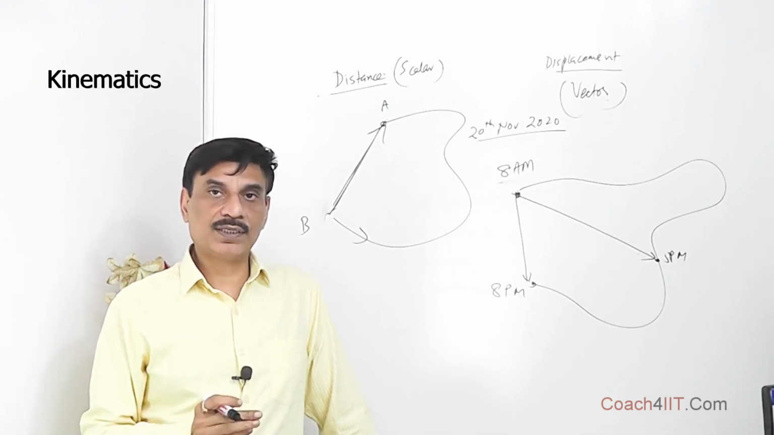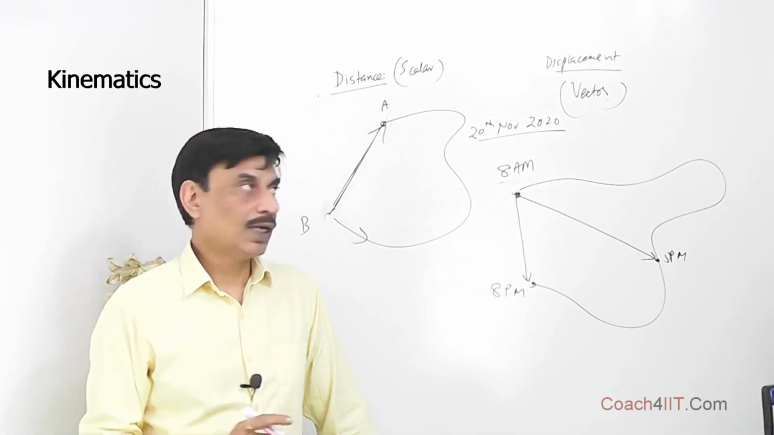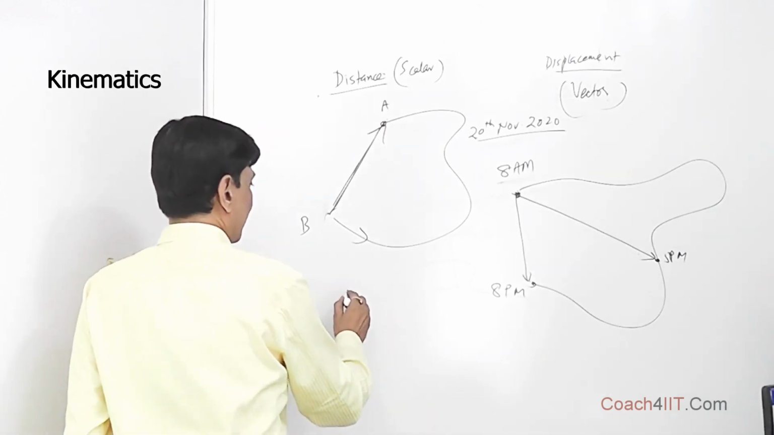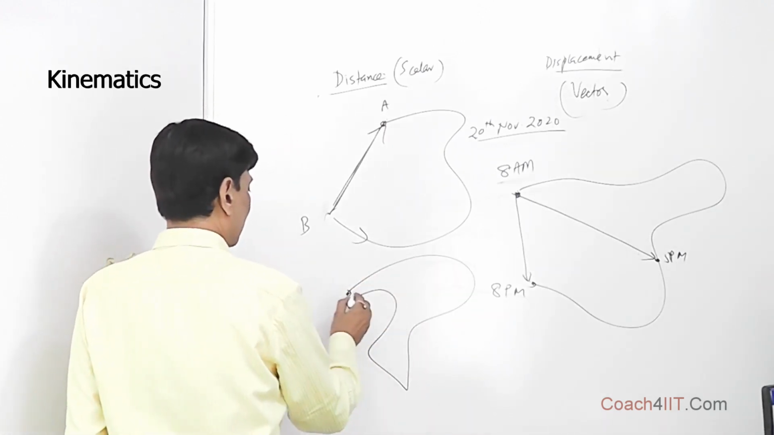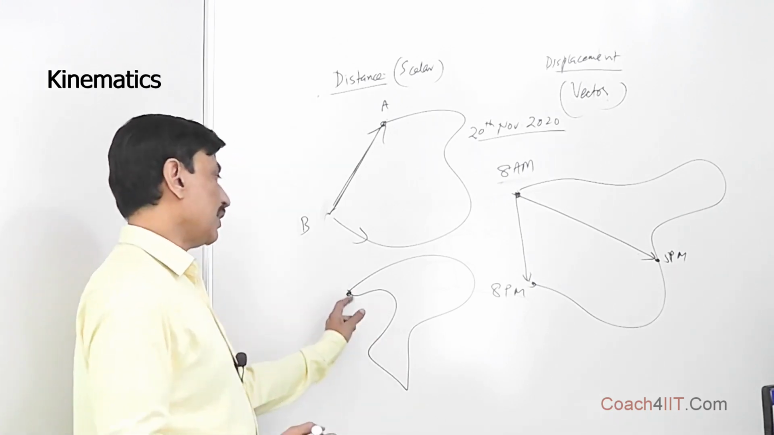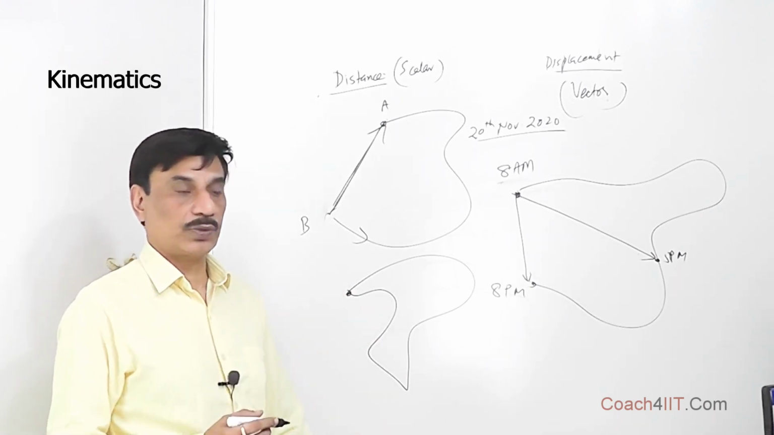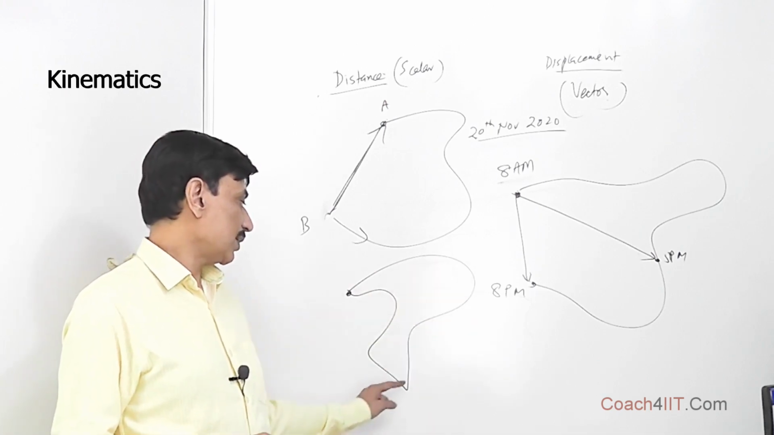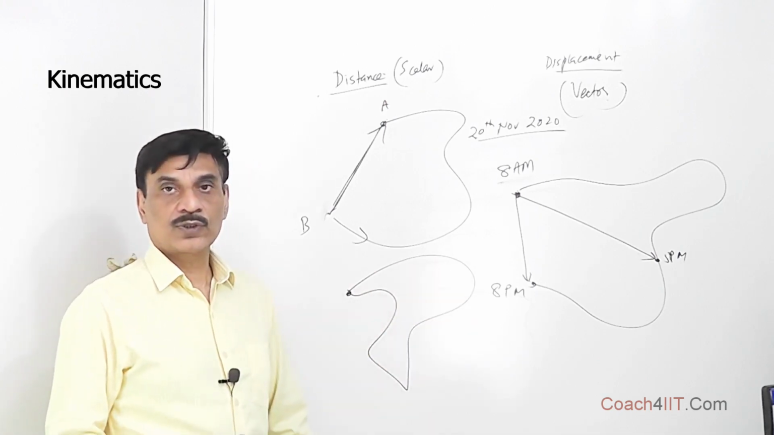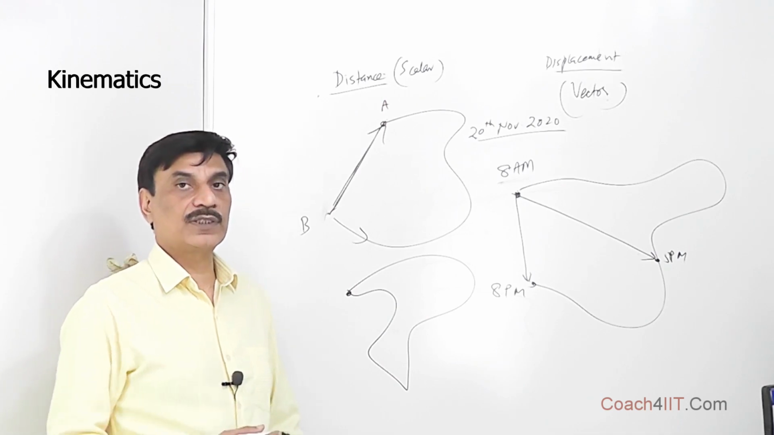And if a body starts from one position and eventually comes back, let's say a body goes like this, like this, like this, and comes back to this point, then for the entire journey the displacement comes out to be equal to 0, whereas the distance is not equal to 0. Distance is still the length of this path.